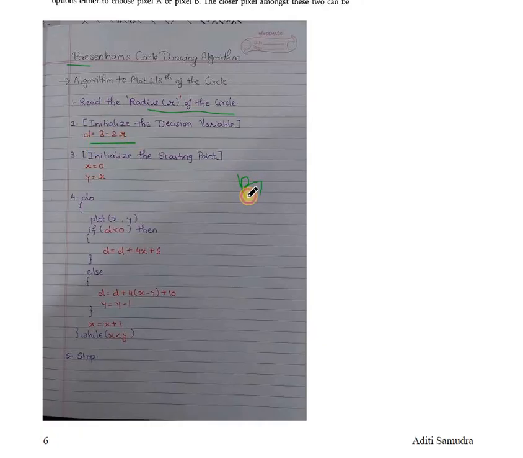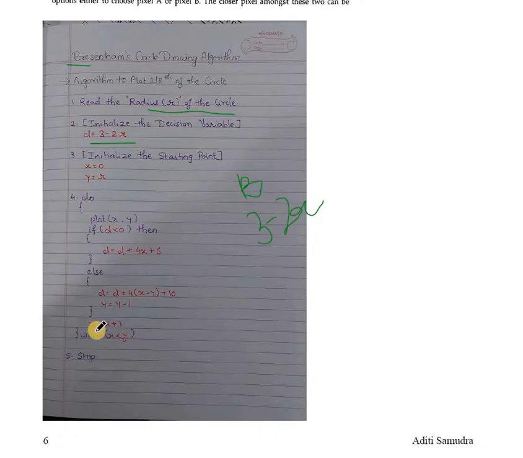Remember, how do you write d? You write it like this: 3 minus 2r. Okay. So initialize the starting point. What is the starting point? x is equal to 0 and y is equal to r.